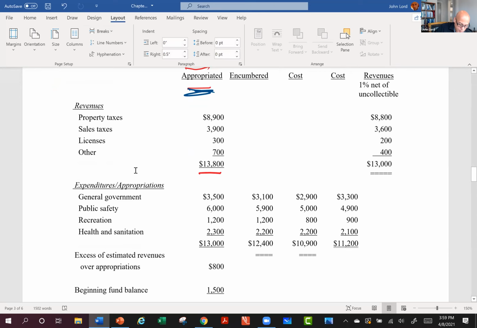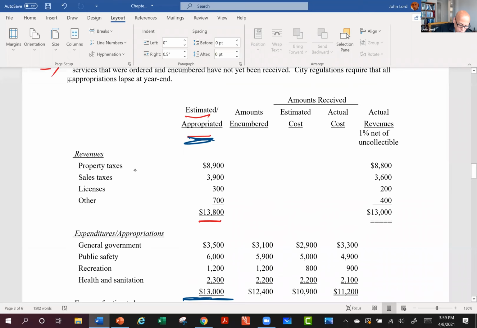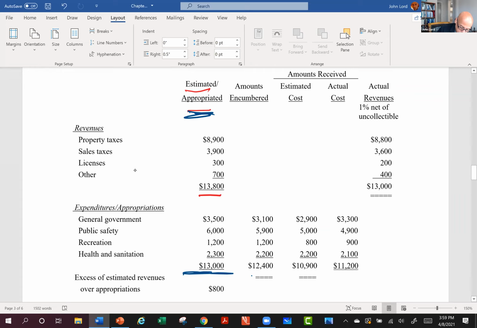The appropriation is here. Okay. And then they show the amounts that they have encumbered. They show, for the amounts actually received, what was the estimated or encumbered cost, hint, hint, for those, what was the actual. They give me the revenues and they tell me that it's net of 1% uncollectible, okay? All right, so they give me all of this information and then they want me to go ahead and prepare a set of journal entries for this, okay?